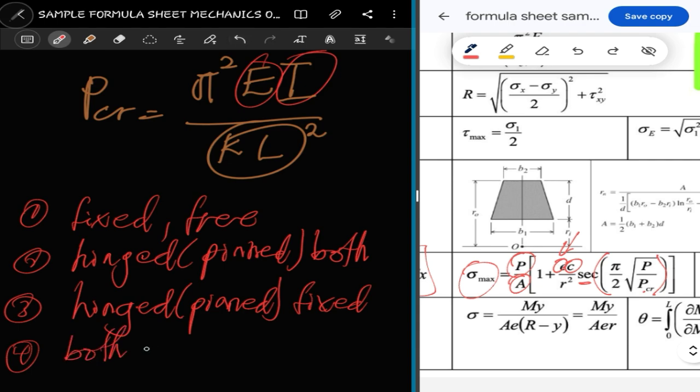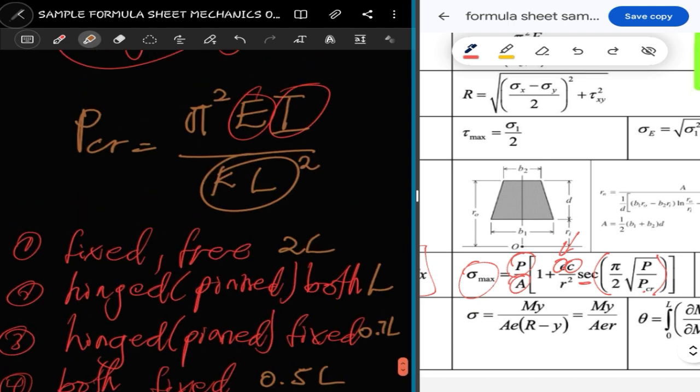Each and every one of these has its own effective length. For this one right here, the effective length is 2L. For this right here, the effective length is just L. For this here, the effective length is 2L. For this one, the effective length is just L. This one right here, the effective length is approximately 0.7L, and this one here is about 0.5L.